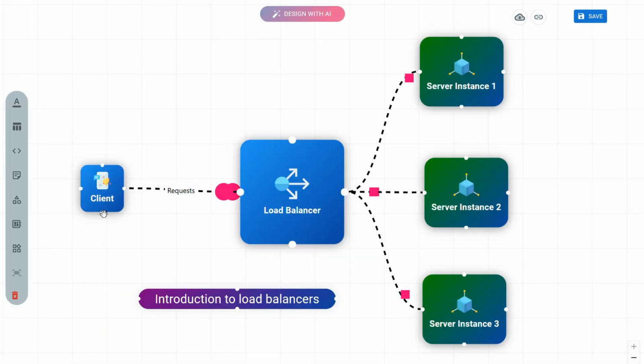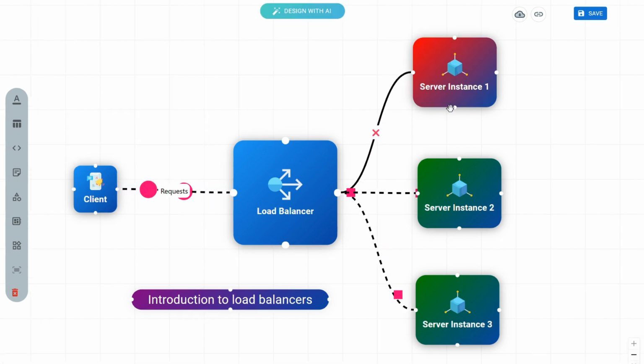Imagine you have a website with thousands of users. Behind the scenes, a load balancer is managing the traffic, distributing requests to multiple servers for smooth performance. But suddenly, one of the servers goes down. What happens next? Does the system crash? Do users face downtime?